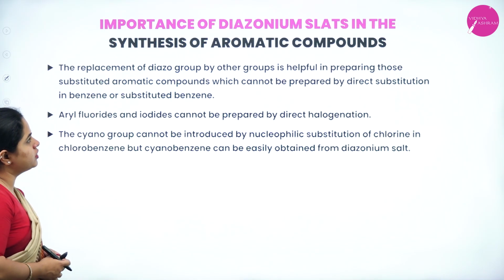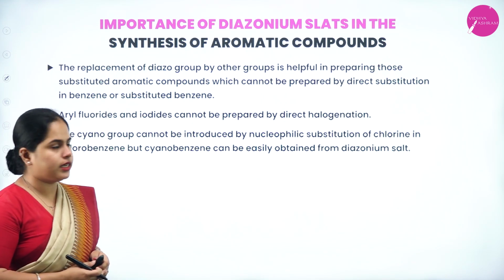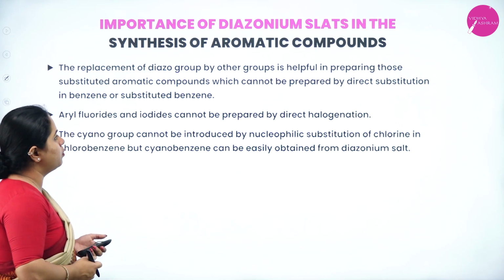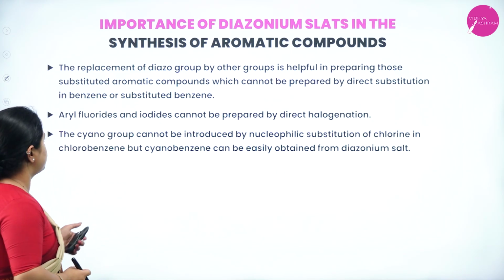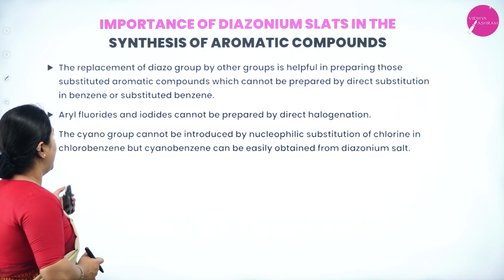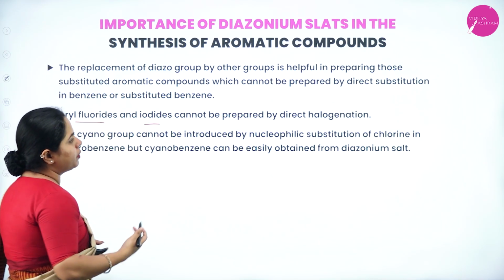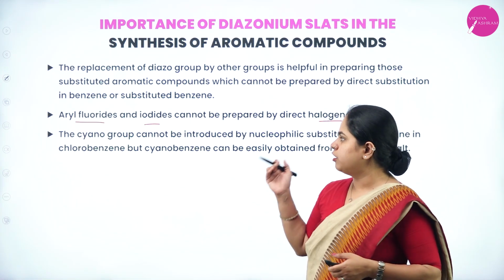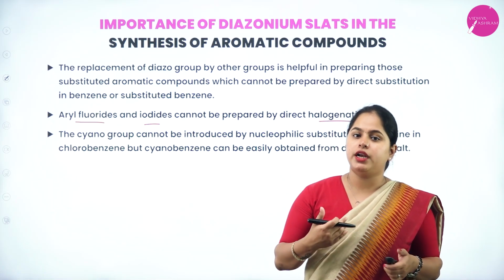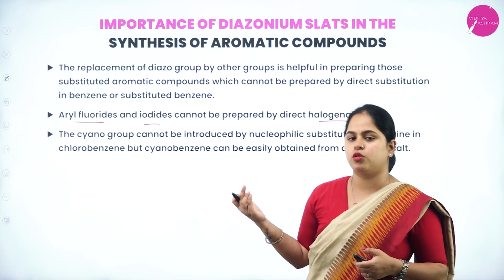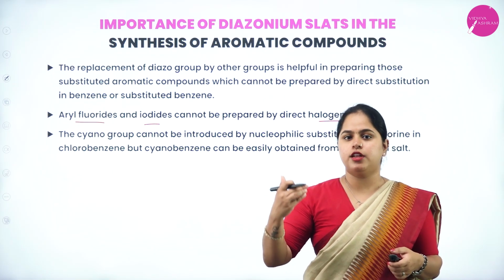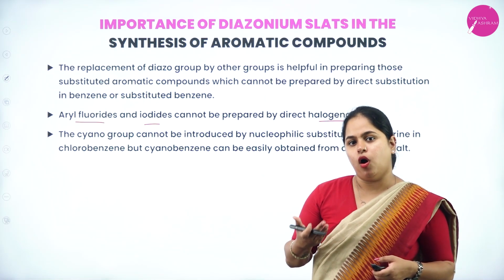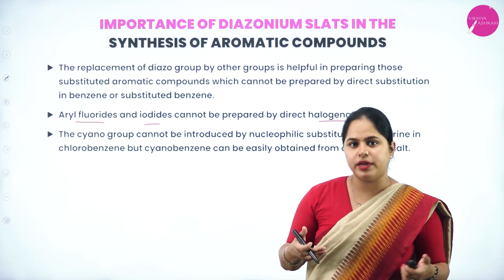So now moving on to the importance of diazonium salts in the synthesis of aromatic compounds. The replacement of diazo group by other groups is helpful in preparing those substituted aromatic compounds which cannot be prepared by direct substitution in benzene or substituted benzene. Aryl fluorides and iodides cannot be prepared by direct halogenation. They can be prepared using benzene diazonium salt. We have already studied those reactions wherein you can obtain iodobenzene and fluorobenzene. They are generally very highly reactive, so they can't be prepared directly by adding iodine or fluorine. So the best method is through benzene diazonium chloride.